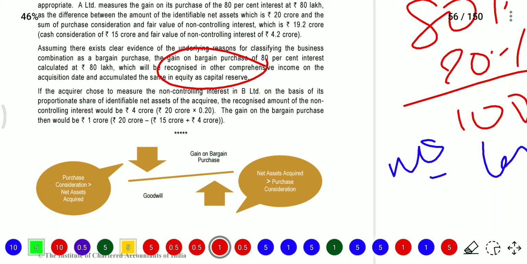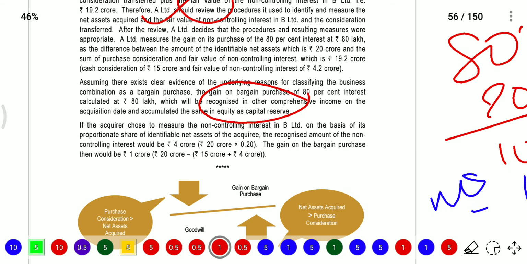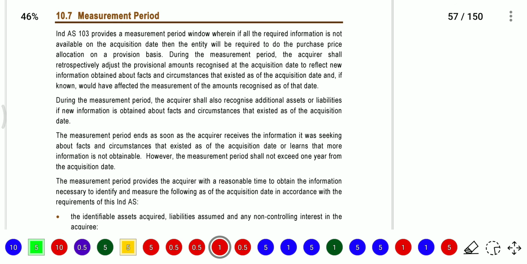If we choose another method, we have two methods: one is the fair value method and one is the proportionate method. Here we calculated using the fair value method. If you want to go with the proportionate method, take the net identifiable assets, and on that 20% will be calculated and used for the calculation, and we will get a gain on bargain purchase of 1 crore rupees. Now, the measurement period will be discussed in the next video.